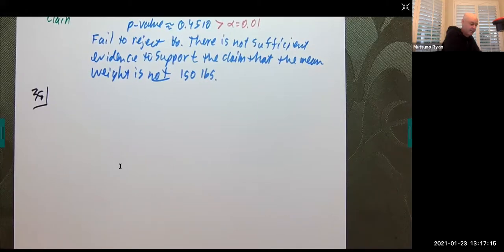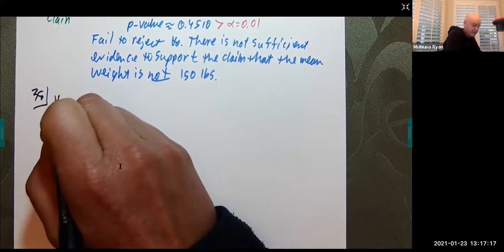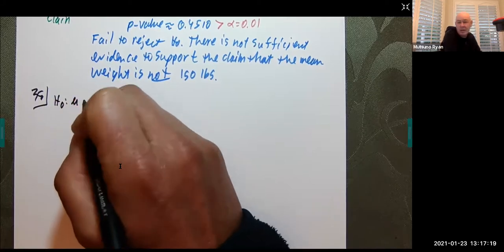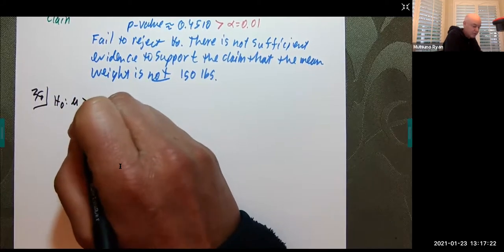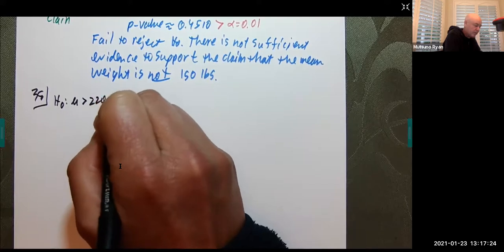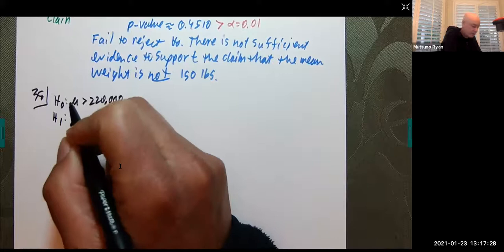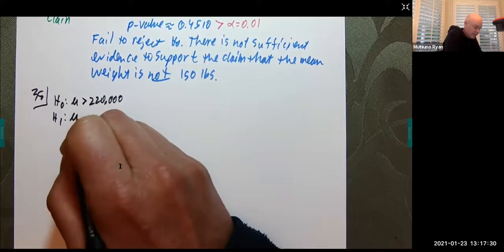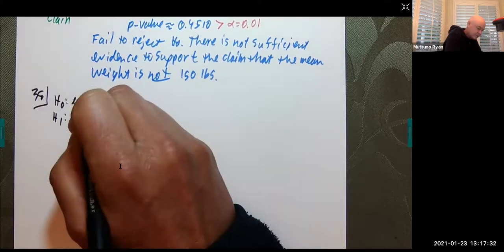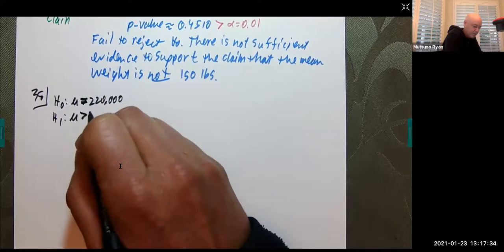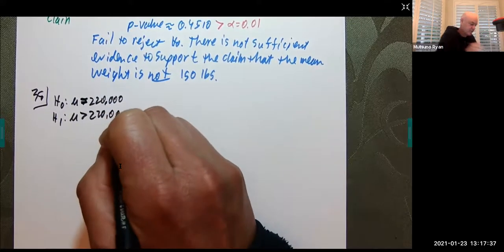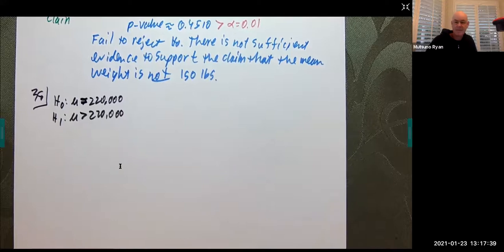So we have null hypothesis. The mean is larger than 220,000. And the claim, oops, this should be equals. This one's bigger than 220,000. Null hypothesis is always the equals.